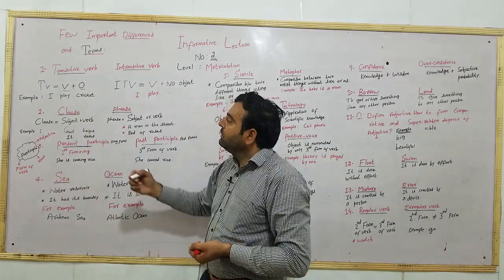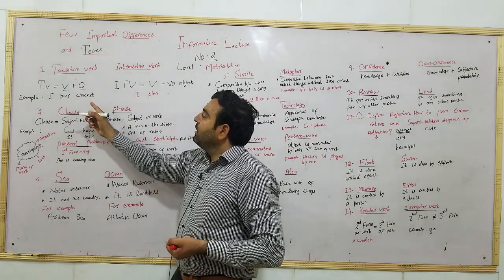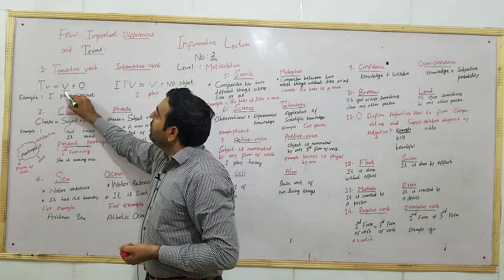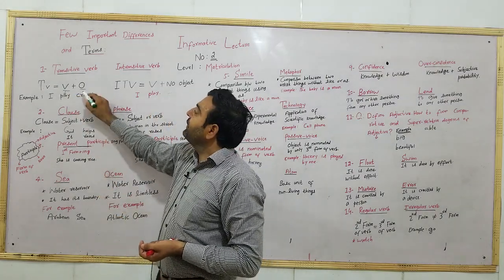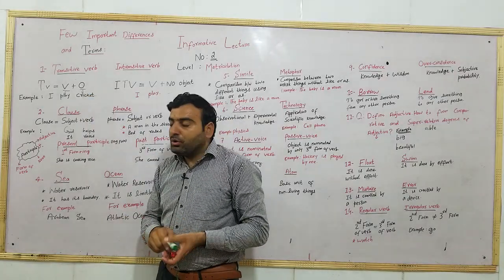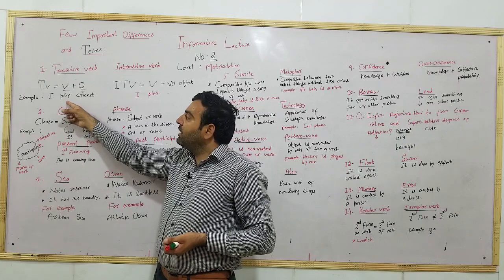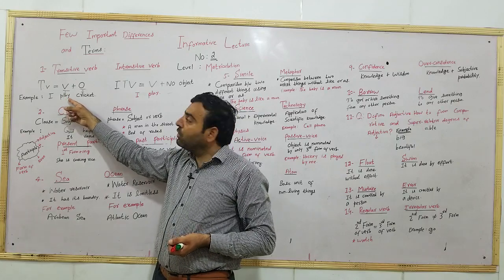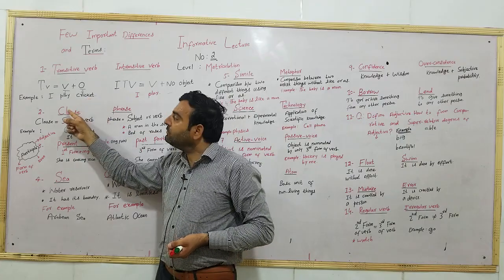For example, I play cricket. Here play is a verb and cricket is an object. So this verb play is called a transitive verb because it has its own object, that is cricket.